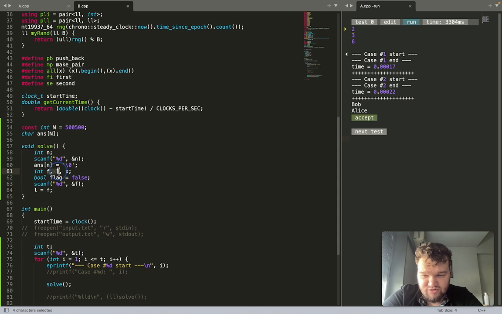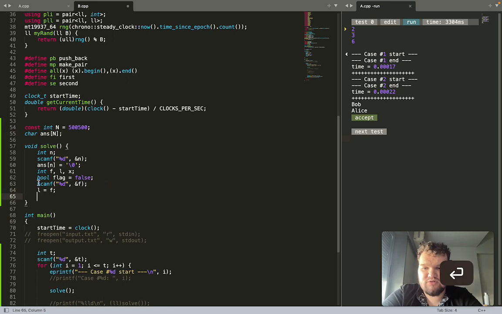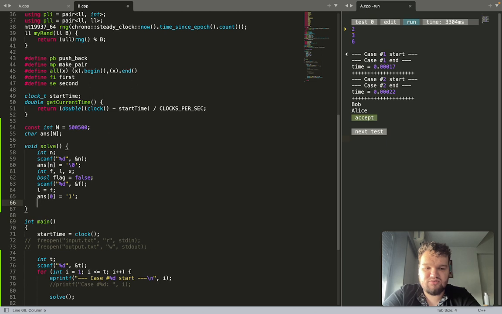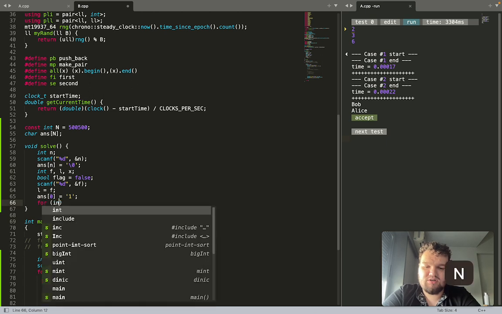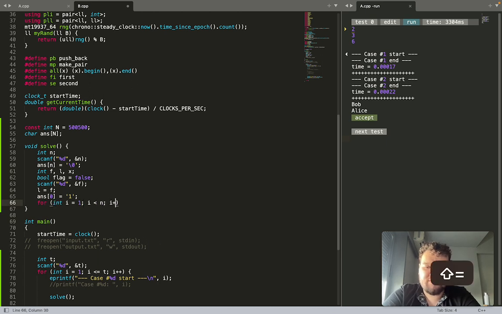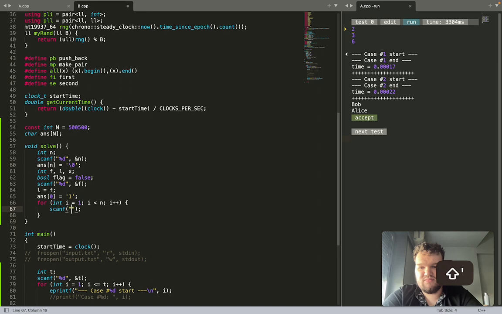So we'll have first, last, and the next element we're trying to insert. Ans will be a string that we have to output. So we read the first element, say that the corresponding answer is true, and then n-1 times we read the next element.